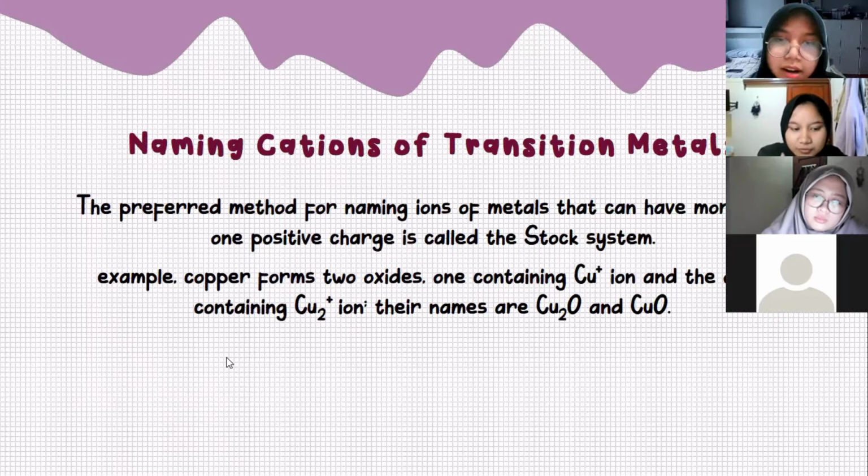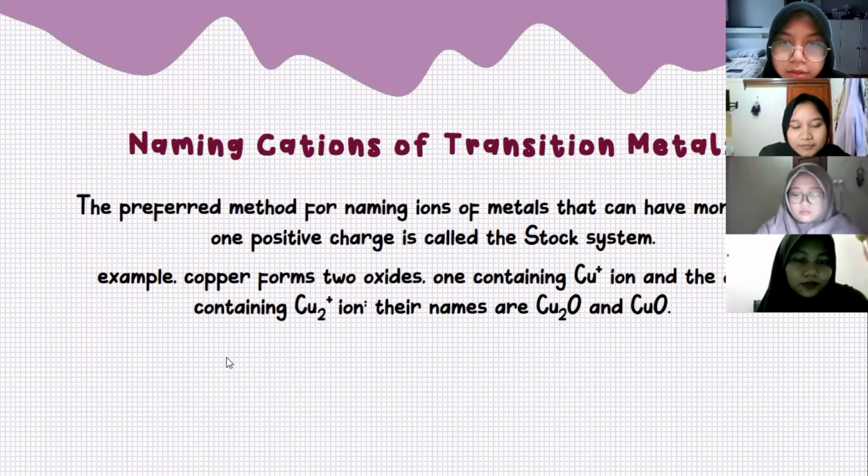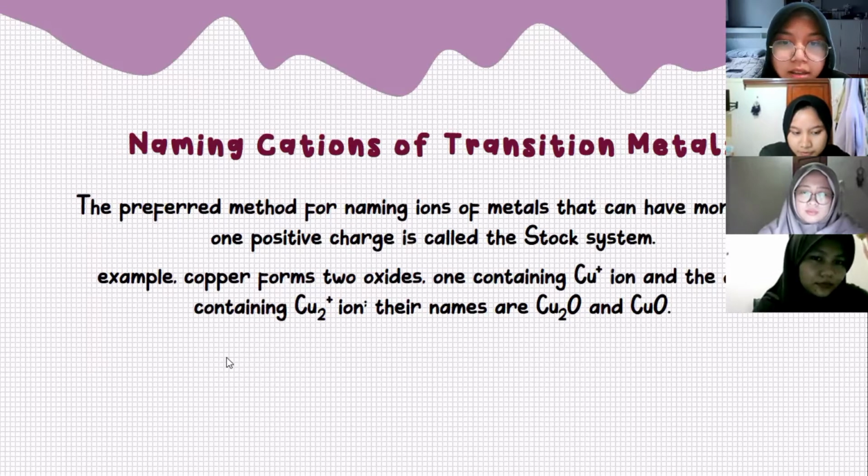Okay, naming cations of transition metals. The preferred method for naming ions of metals that can have more than one positive charge is called the stock system. An example, copper forms two oxides, one containing the Cu plus ion and the other containing the Cu2 plus ion. Their formulas are Cu2O and CuO. Next slide, please.